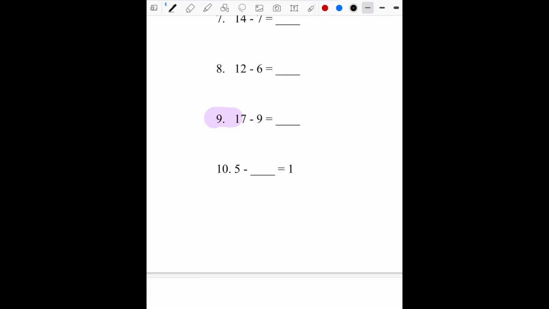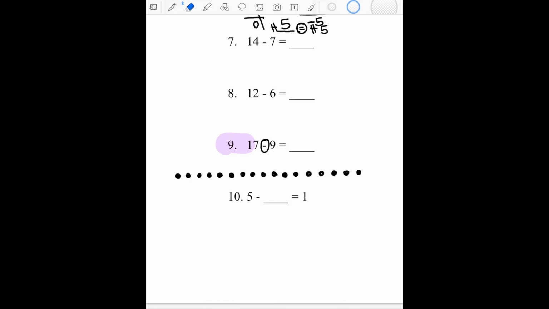So for number 9, we have to deal with 17 minus 9. So I'm going to be drawing 17 coins. Alright, so we have 17 coins here, and what we're dealing with is subtraction. So we want to subtract 9 coins from these 17 coins over here. So you're going to take away 9 coins. 1, 2, 3, 4, 5, 6, 7, 8, 9. Alrighty, so we took away 9 coins.